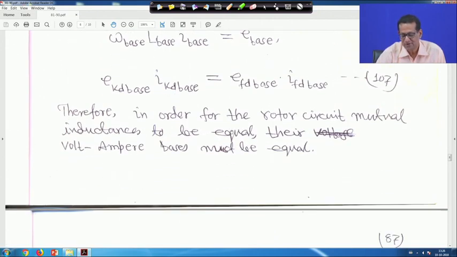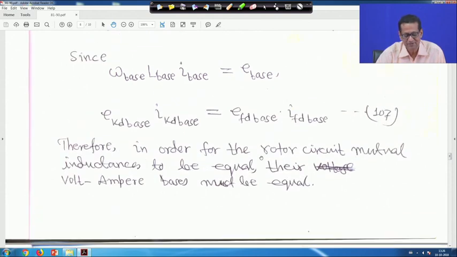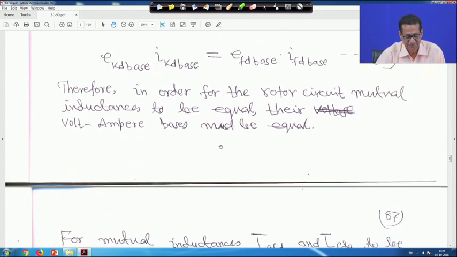Therefore, for the rotor circuit mutual inductances to be equal, their volt ampere base must be equal, because this side is volt ampere V into I, basically E into I, and this side is also E into I. So volt ampere base must be equal, right.